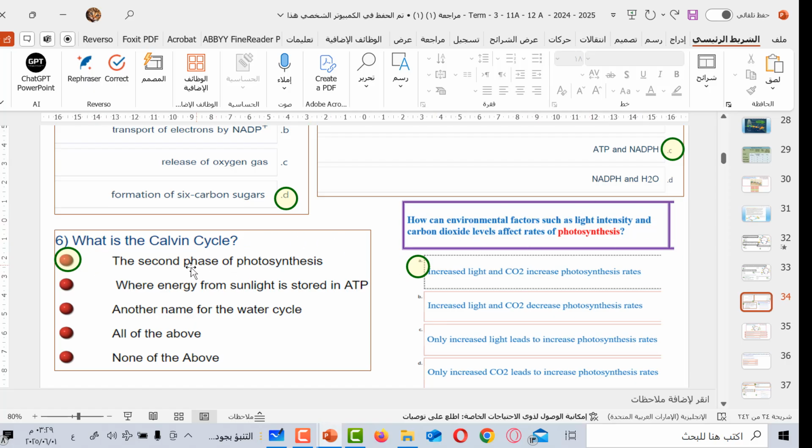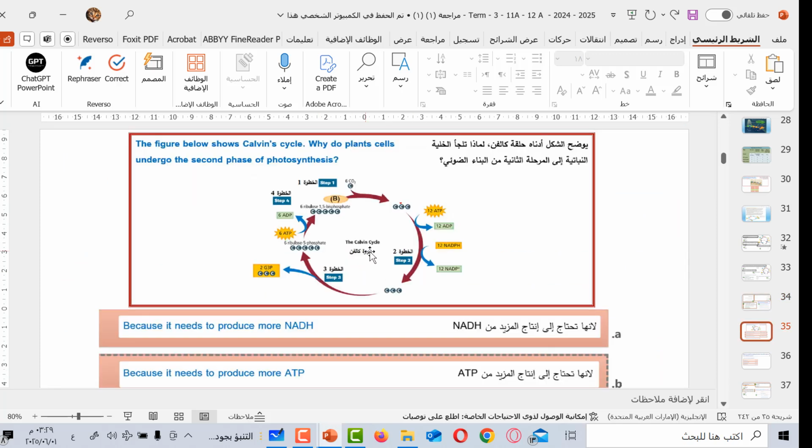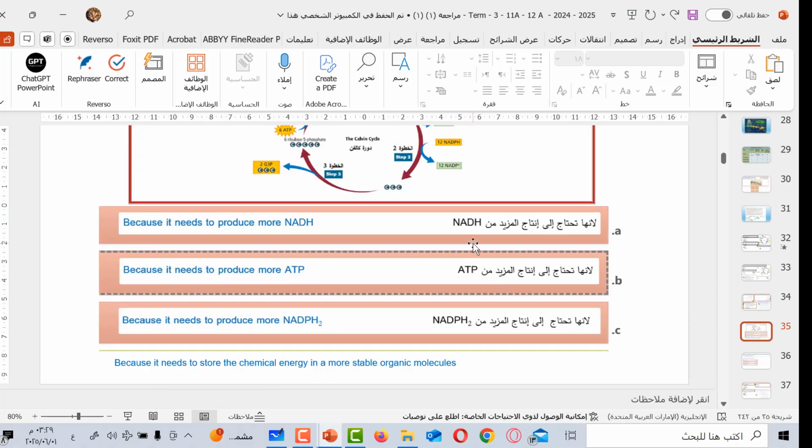What is the Calvin cycle? The second phase of photosynthesis. Okay. Here, a question about the Calvin cycle. What did he ask about? The figure below shows the Calvin cycle. Why do the plant cells undergo the second phase of photosynthesis? We must read the choices.